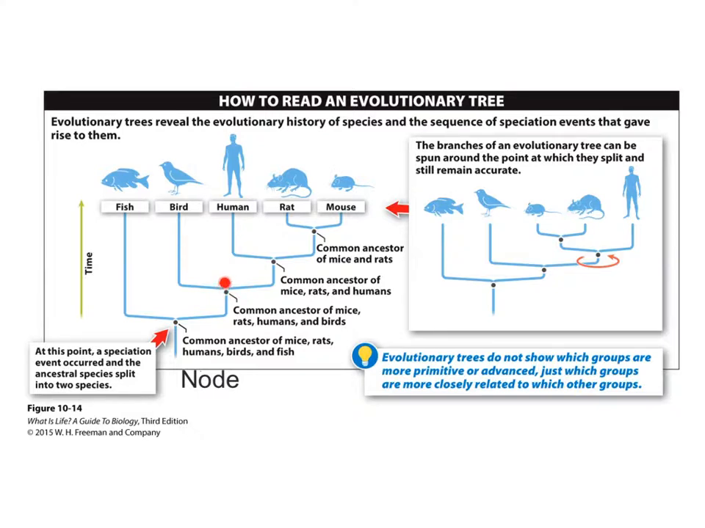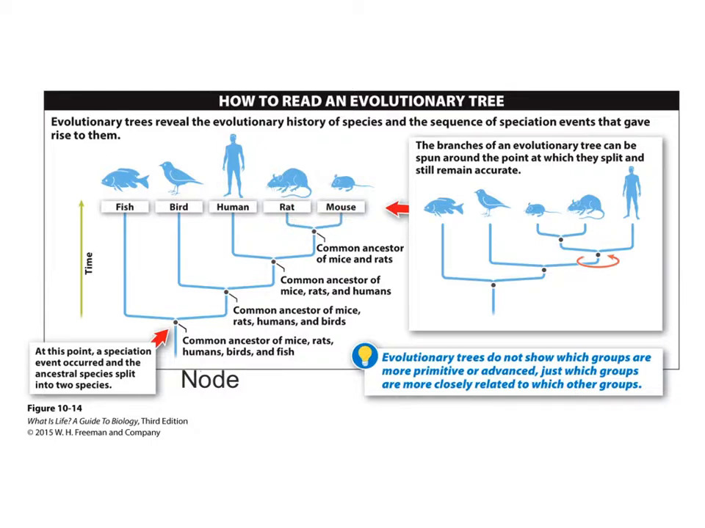This is the common ancestor of mice, rats, humans, and birds, but not fish. Fish branched earlier and are not included in this lineage. We can see another common ancestor here, this one for mice, rats, and humans. And again, it does not include birds because birds branched earlier and are behind this common ancestor. And the last common ancestor on this tree is between mice and rats.